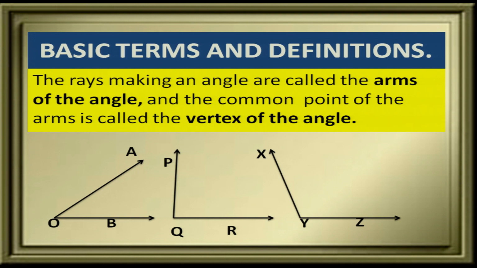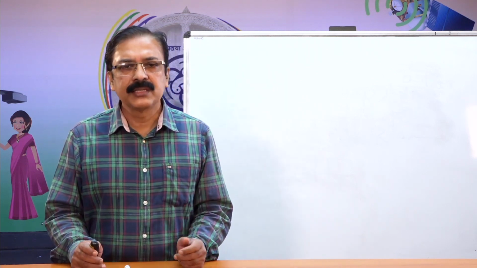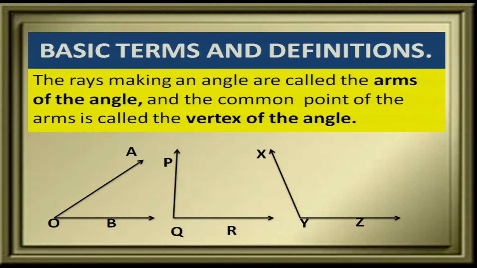Now, let's come to naming of the angles. Here you see we can name the angle from the name of its vertex. For example, in the first case we can say it is angle O, in the second case angle Q, and in the third case angle Y. But it is not always convenient to name the angle with one letter.